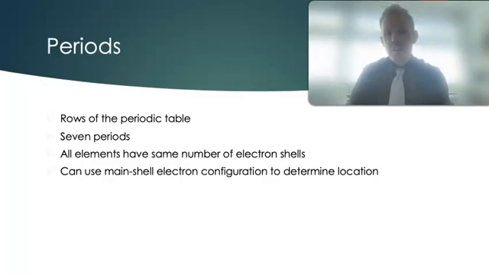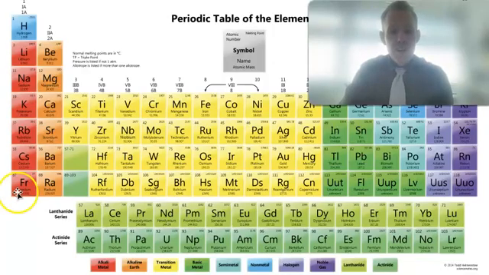So we've got periods, which are the rows of the periodic table. We find that there are 7 periods. Just remember, if you think back to the way that the periodic table's set up, your lanthanide and actinide series actually fit into periods 6 and 7.